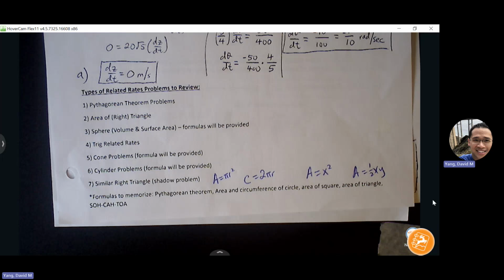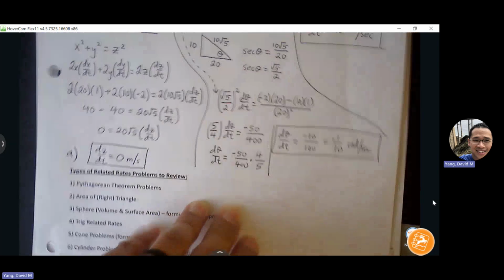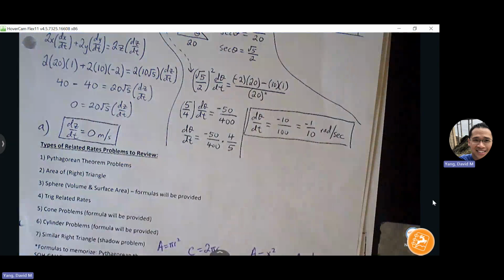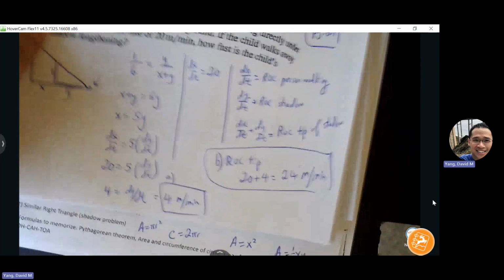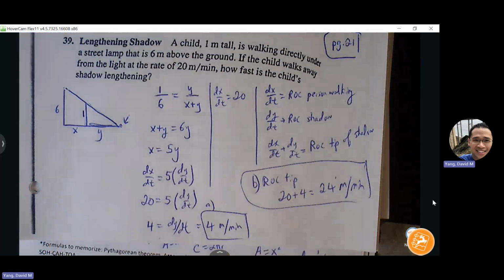And the shadow ones, it's like you find dy/dt, dx/dt. I did one earlier, I'll just show. This is page 21 here. So dx/dt is your rate of change of the person walking. dy/dt is the rate of change of the shadow lengthening. Then the 2 rates added together is the rate of change of the tip.